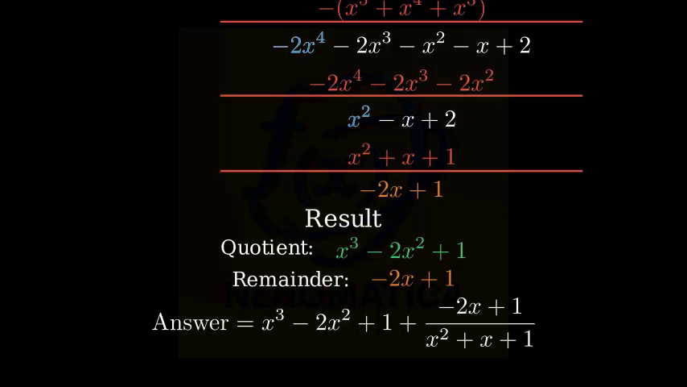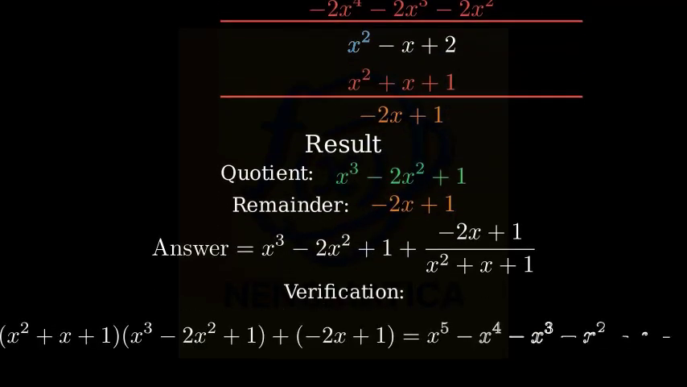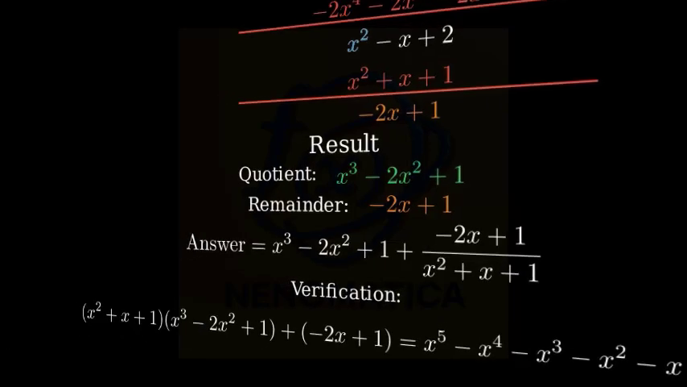To verify our answer, we can multiply the divisor by the quotient and add the remainder. This should give us our original dividend. Let me emphasize that mastering polynomial long division takes practice. The key is to be methodical and follow each step carefully, just as we did in this example.